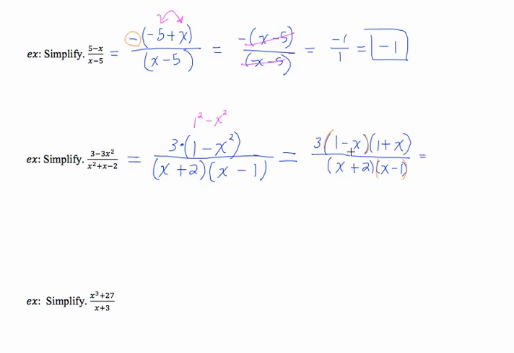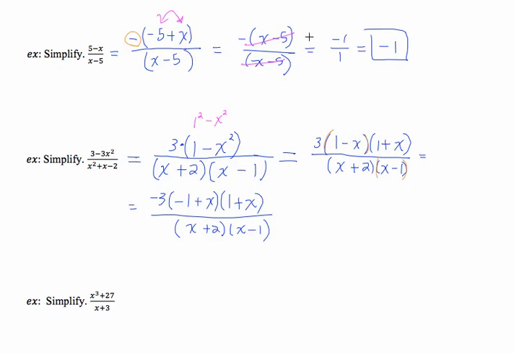So factoring out a negative 1, I'll do it from the numerator. Let's go down here, gives us negative 3 times negative 1 plus x times 1 plus x, all over x plus 2 times x minus 1. And at this point, you can probably tell that they're the same. Negative 1 plus x is the exact same as x minus 1.